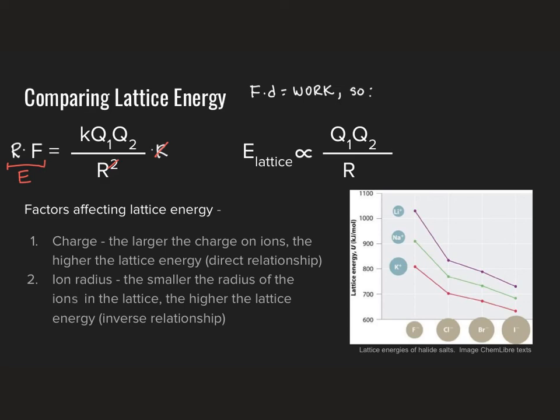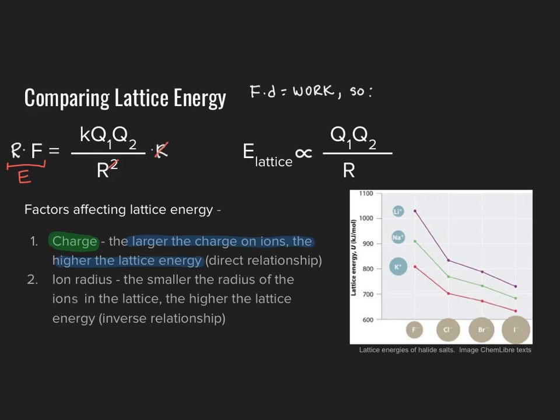That is, the lattice energy is larger if the magnitude of the charges is larger. And the lattice energy is also larger if the distance separating those ions in the lattice is smaller, which should make logical sense given our understanding of the relationships between those variables in that equation. So when we're talking about what factors affect how large a lattice energy is, the primary factor we want to deal with is charge. The larger the charge on the ions, the higher the lattice energy. So there's a direct relationship between those two variables.